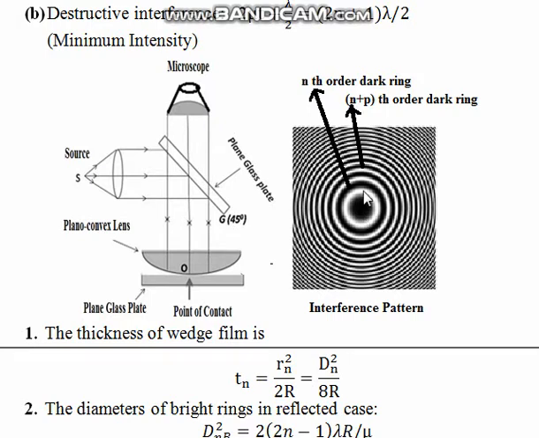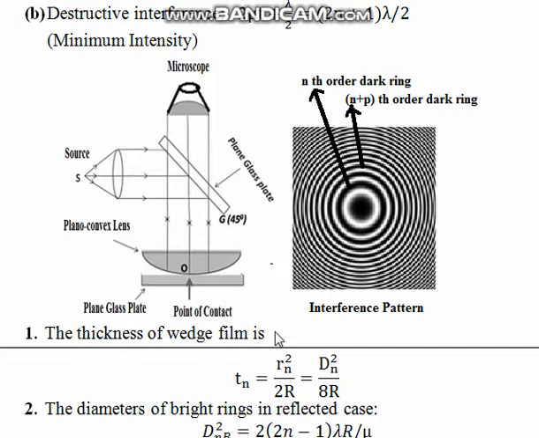After that, we obtain a large number of rings separated by bright and dark rings. We can consider any ring as the nth order, and the next higher order ring may be considered the n plus pth order, where n and p are both integers. This is the experimental setup and the related things.